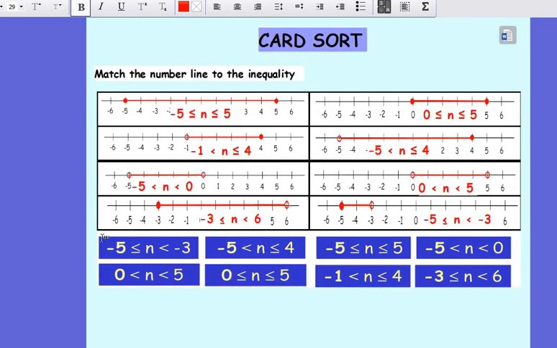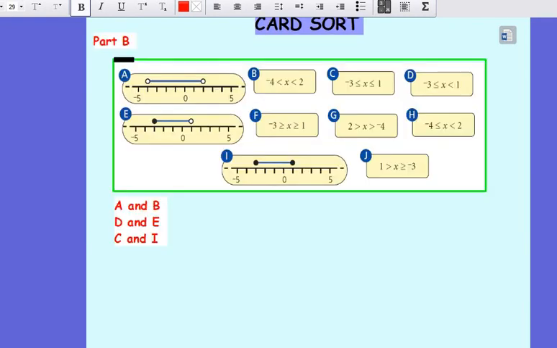And these are the answers. Please check your work and see how you did. This was question 1, 2, 3, 4, 5, 6, 7, and 8. And then for part B, the answers I was looking for were A goes with B, D goes with E, and C goes with I.